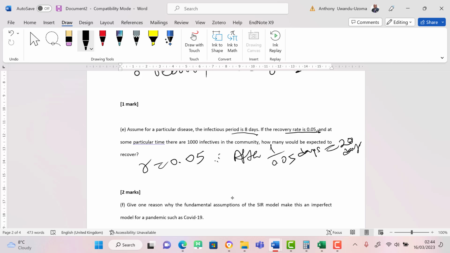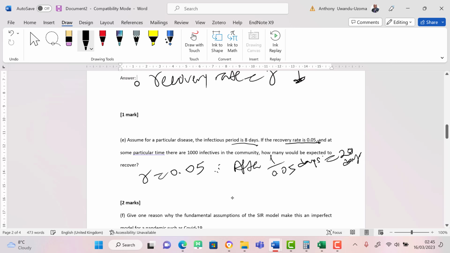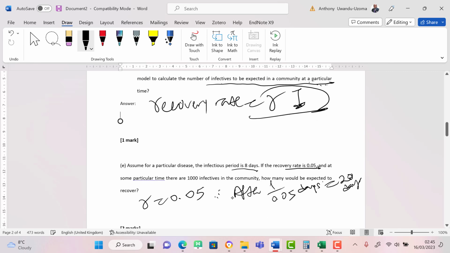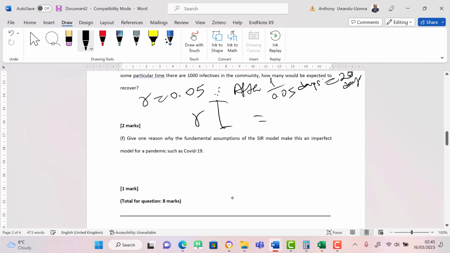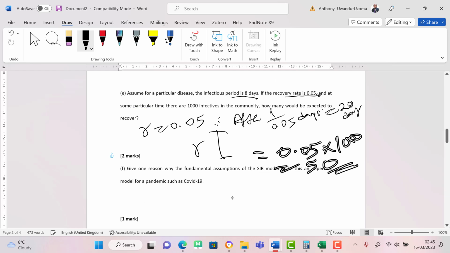That's what I'm saying here. Now suppose that there are 1,000 infectives in a community. How many will be expected to recover? Look at our formula here. Recovery is here, so it will be gamma times I. That will be 0.05 times 1,000. So that will give us 50. So 50 persons will be expected to recover.